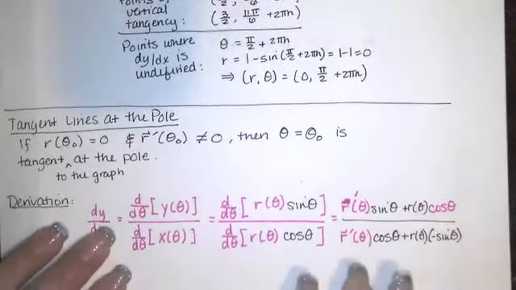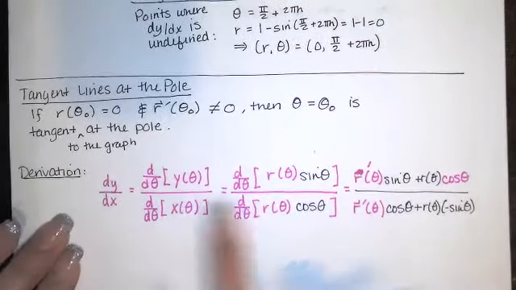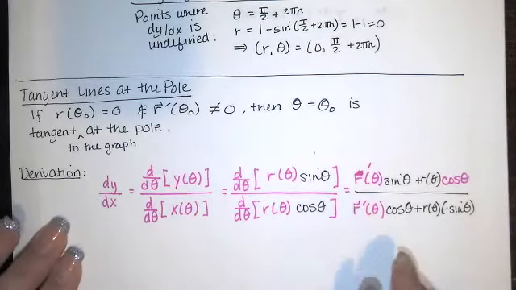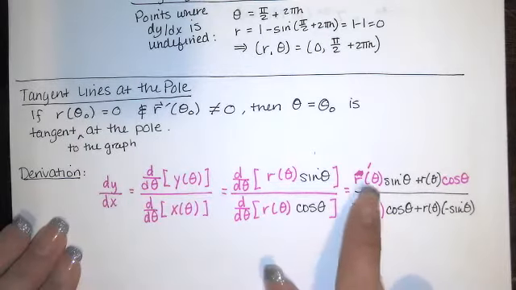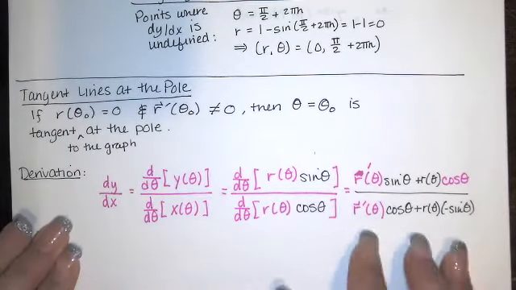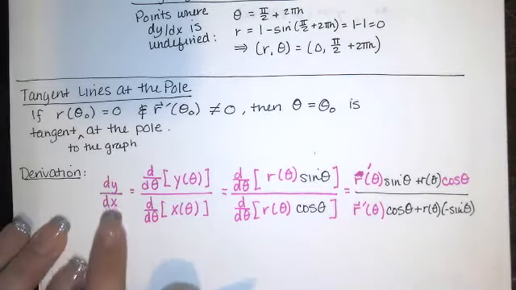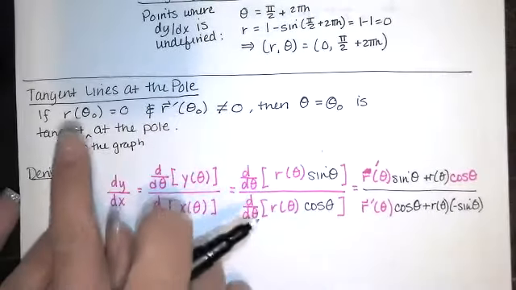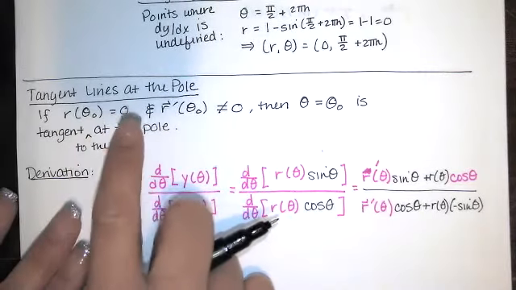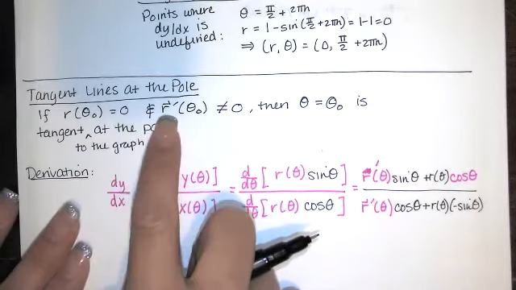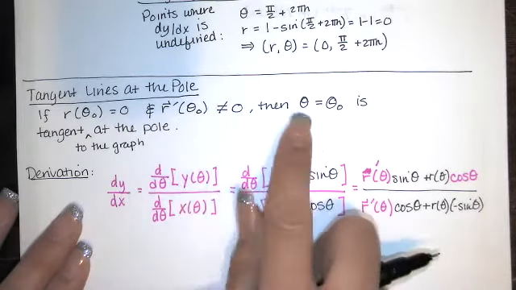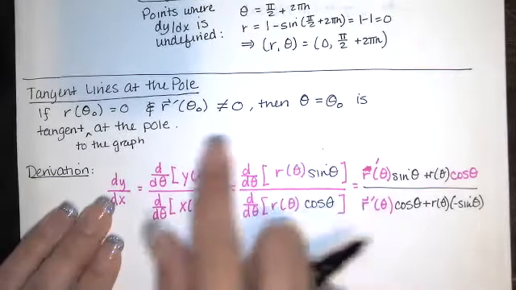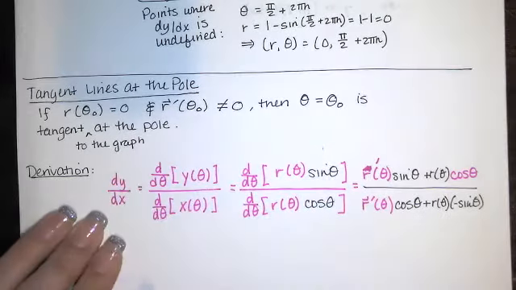That's okay. All right. So we're saying dy dx can be written this way if we want to. I generally don't use this, but I could use this if I wanted to. Once I have r, I could find r prime of theta and r of theta, and I could substitute it into this formula, and that would give me dy dx as a function of theta. Now we've got a fact here. It says, if r of theta naught is 0, and r prime of theta naught is non-zero, then theta equals theta naught is tangent to the graph at the pole.